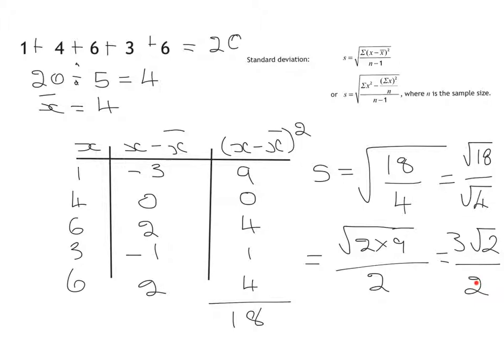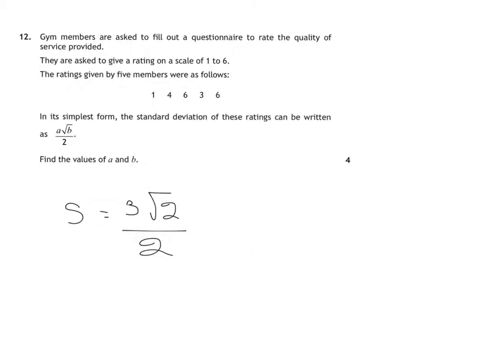But if you look at what the question's actually asking you for, so our question is actually saying, find the values of A and B. So there's your A and there's your B. So you actually have to say A equals and B equals. So A is equal to 3 and B is equal to 2. Don't write root 2, it is what is inside that square root they're looking for.